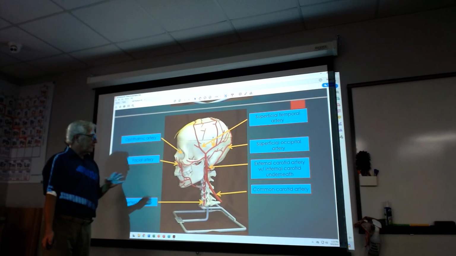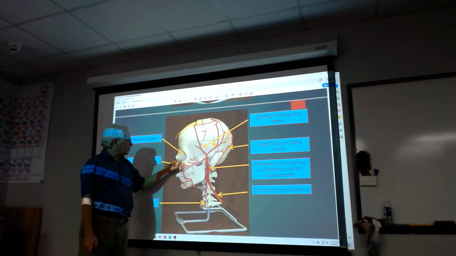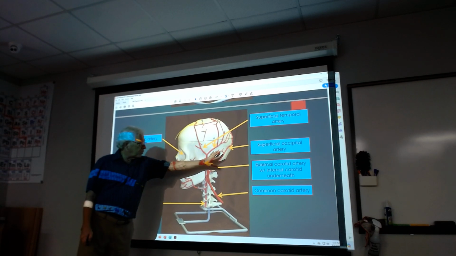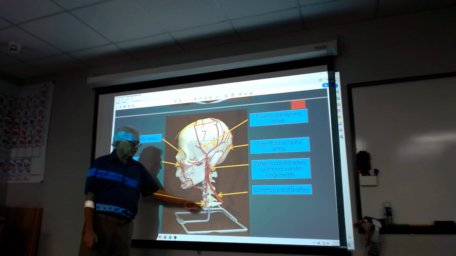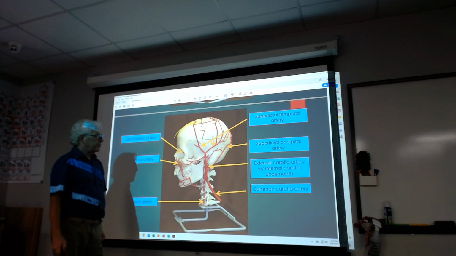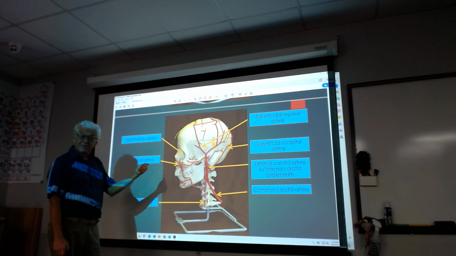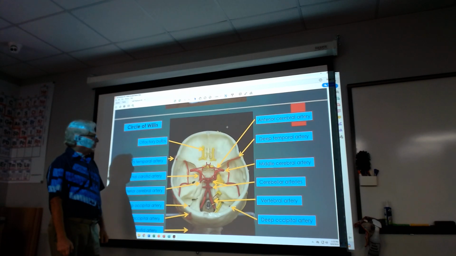All right, here's just another view from the side. Facial, ophthalmic, temporal, occipital, common, external, internal, vertebral. All right? Left, left, left. This is the left side of the guy's head.